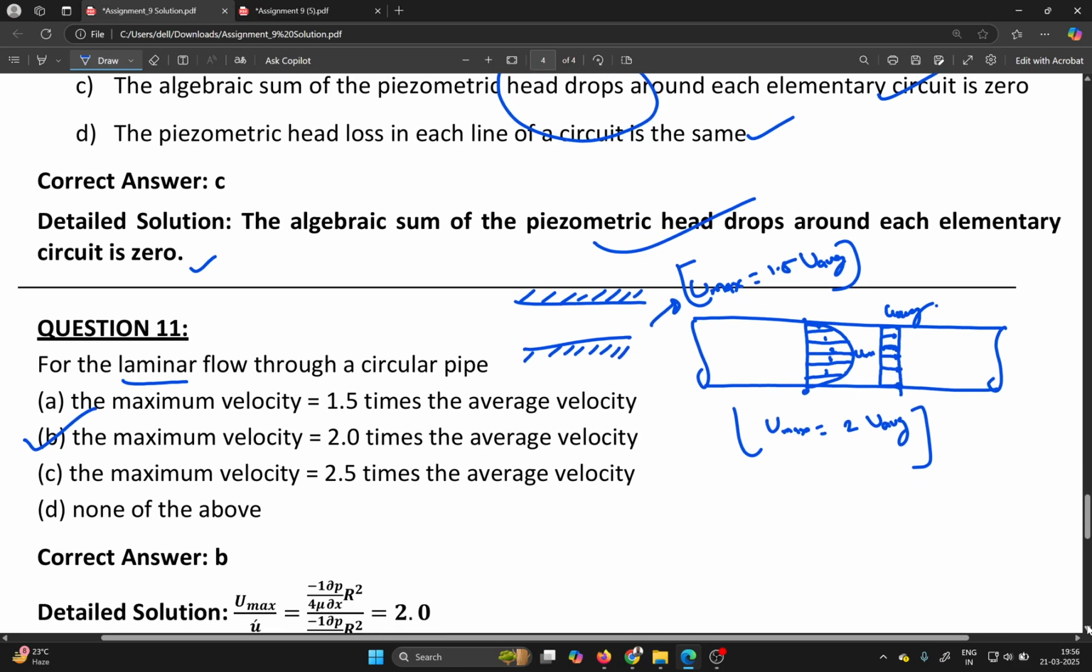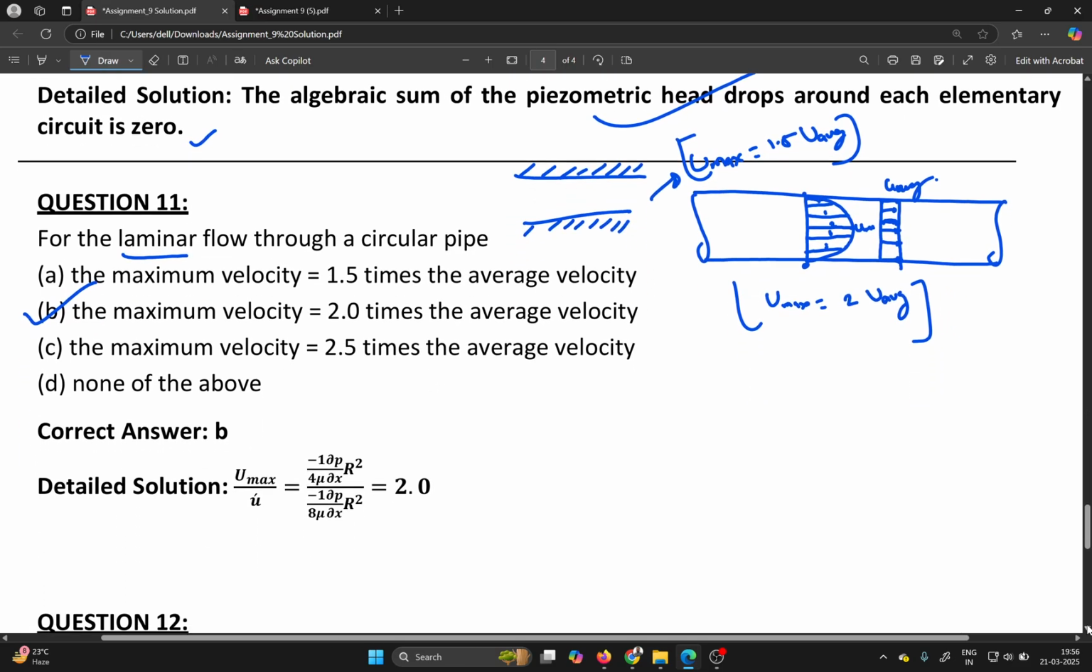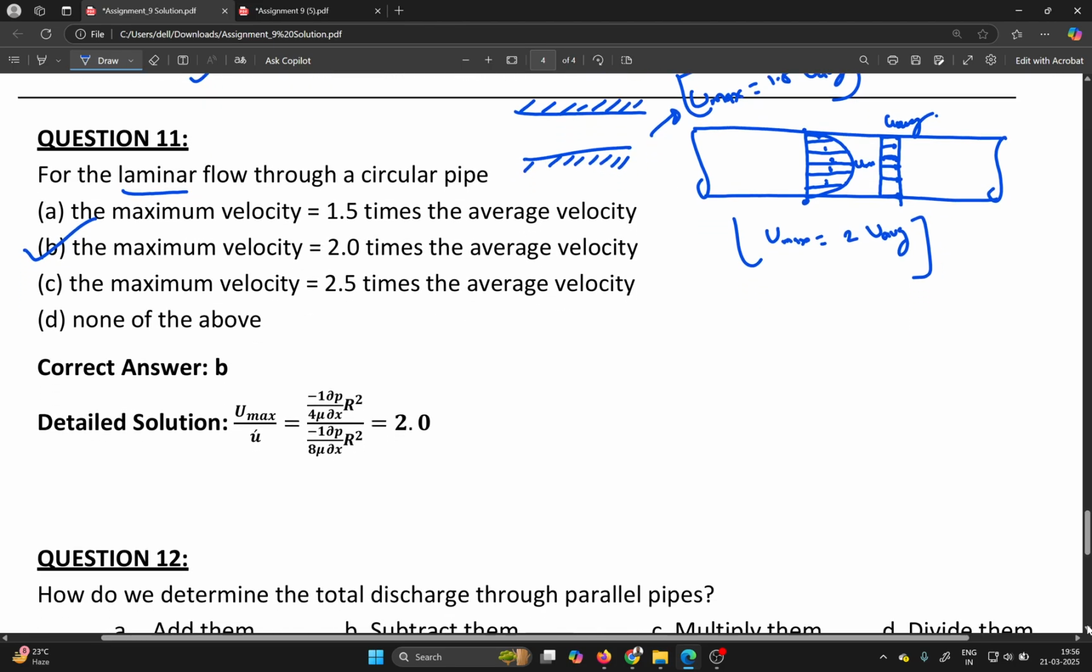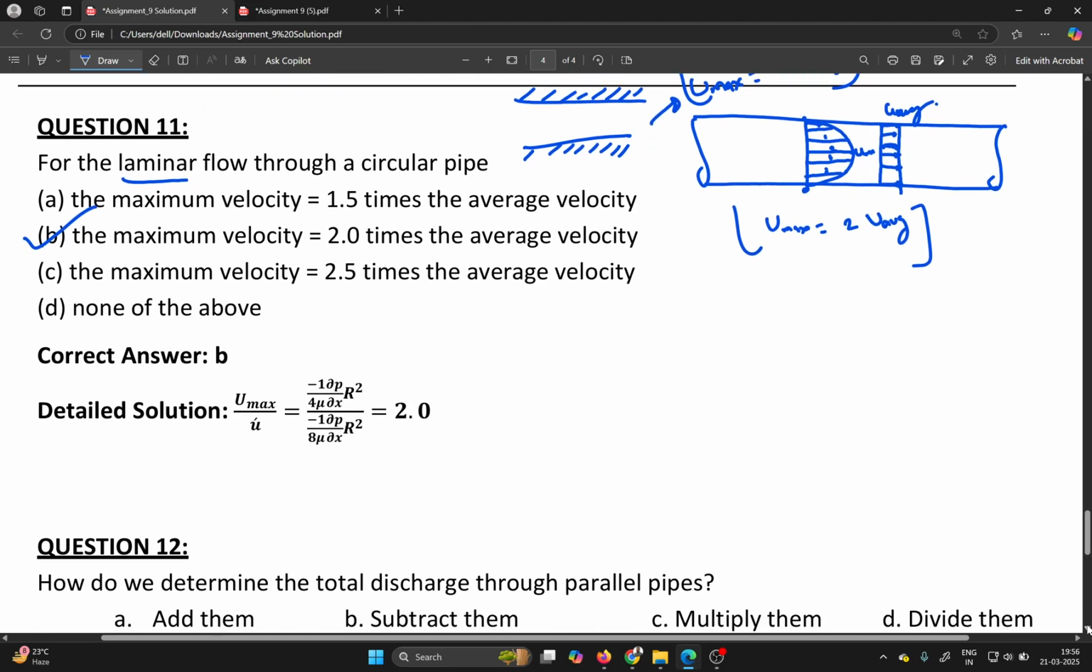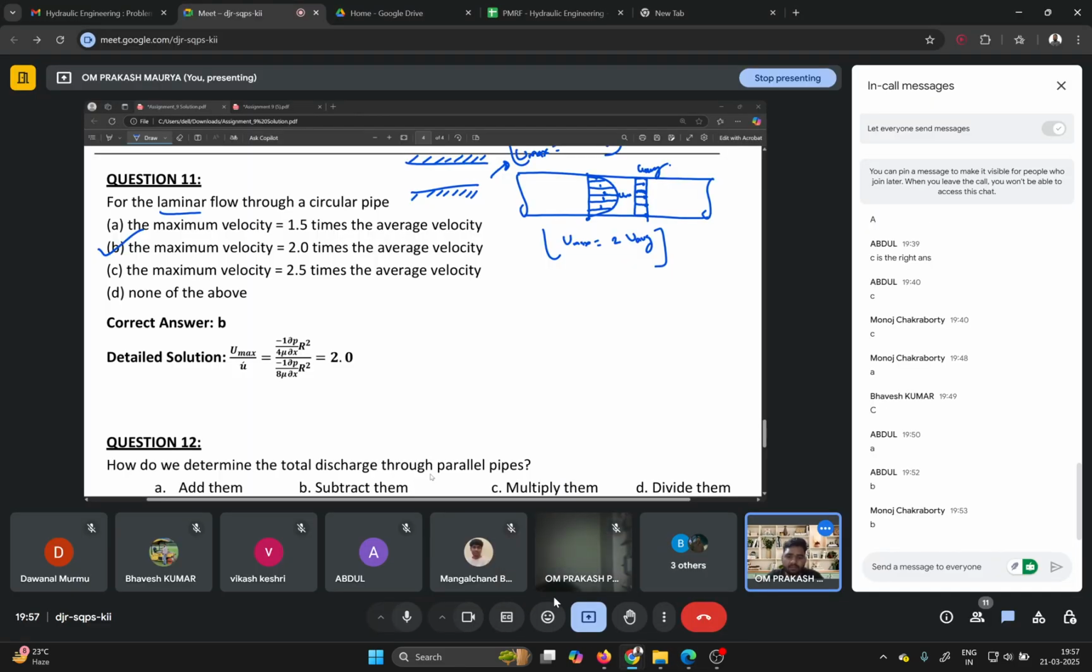Next question is question number 12. How do we determine the total discharge through parallel pipe? Option A: add them, B: subtract them, C: multiply them, and D: divide them. This is the last question for today's session. So everyone please try to write your answer.